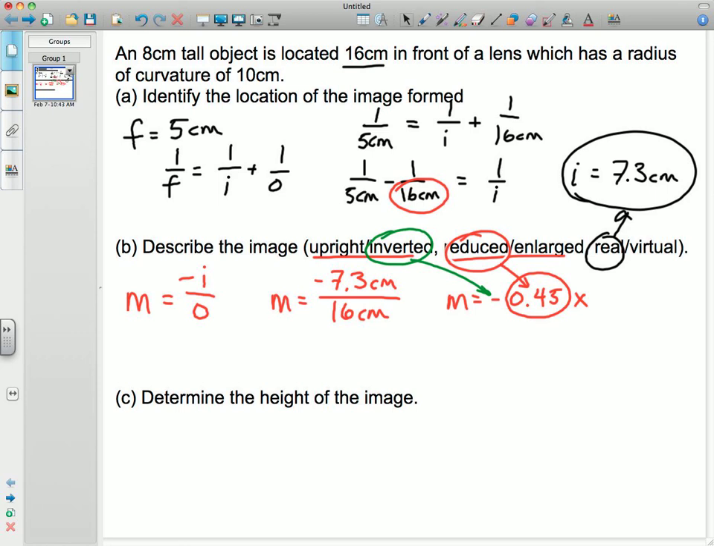And now determine the height of the image. How would you determine the height of this image? HI over HO equals the magnification as well. So the magnification of an object also equals the height of the image over the height of the object, HI over HO. Magnification is 0.45. Height of the image over the height of the object, 8 centimeters, given to us in the problem, 8 centimeters tall. And so the height of the image is? 3.6 centimeters. And does that make sense based on the magnification? Yes, we expected it to be reduced, and it is in fact reduced.